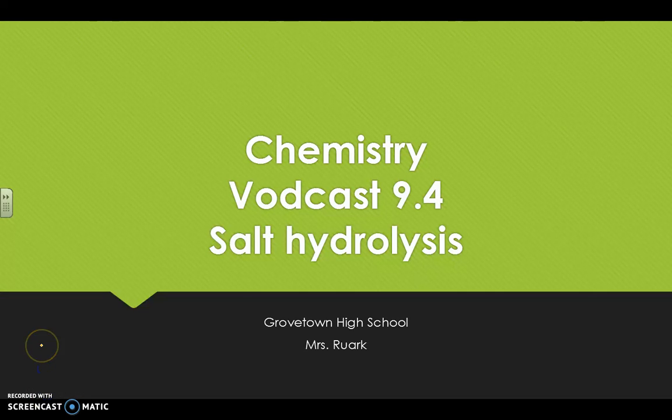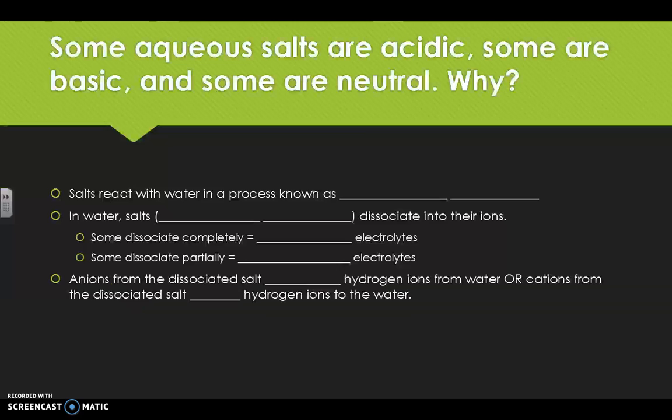This is podcast 9.4. We're going to talk about salt hydrolysis, or what happens to salt or ionic compounds when they are placed into water and how they dissociate and come apart. And this is important because this is what happens with some acids and some bases, and that's how they produce acidic or basic or neutral solutions. And so we need to talk about this.